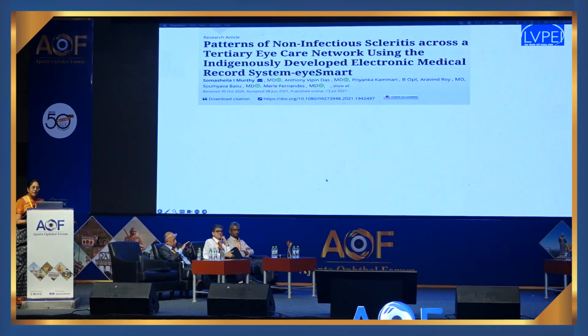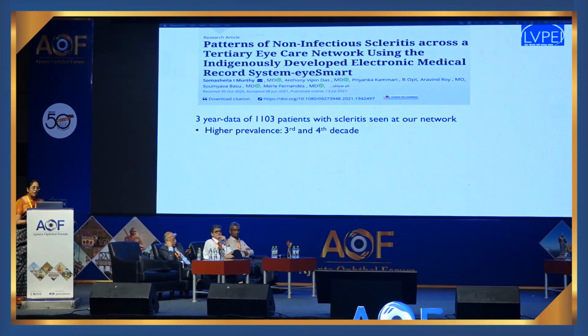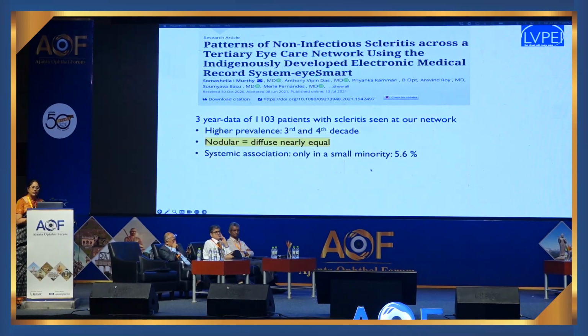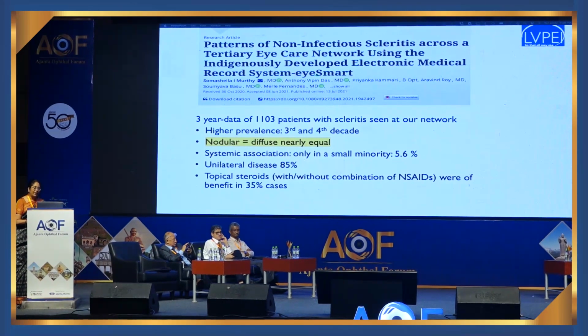So we published our big data on this topic, which gave us this incidence of scleritis, as I mentioned earlier. And the differences we saw were that we had patients who were slightly younger, and that the nodular cases were almost equal to the diffuse cases. But the most important finding that I'd like to say is that we saw the systemic association, the grave systemic diseases, in only 6% or fewer patients. So why this difference?